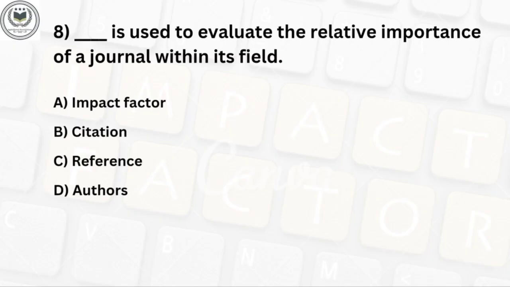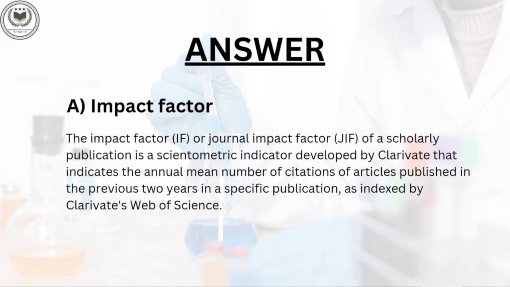Eighth question is, what is used to evaluate the relative importance of a journal within its field? Option A impact factor, option B citation, option C reference and option D authors. The answer of the eighth question is option A impact factor.